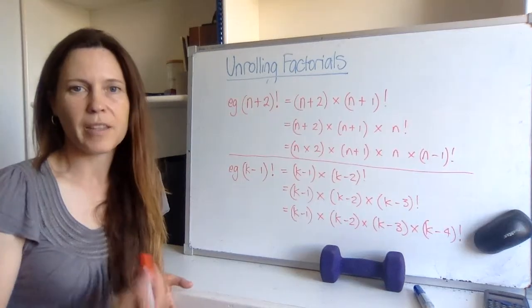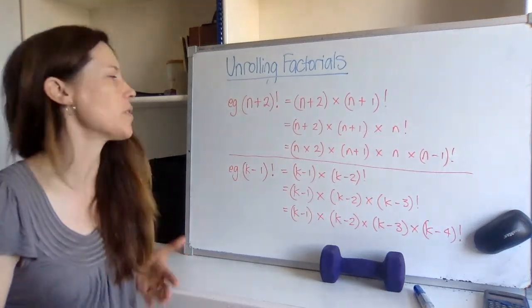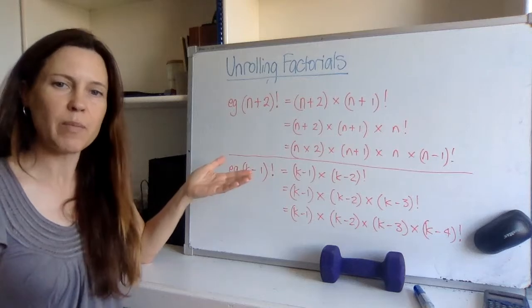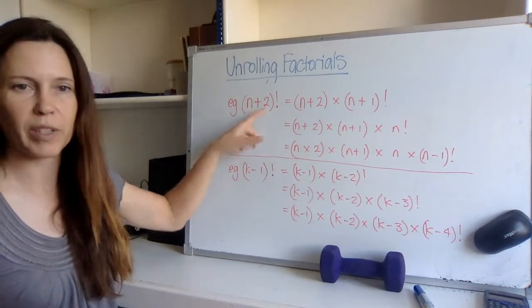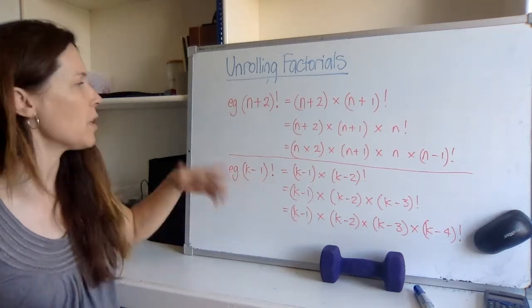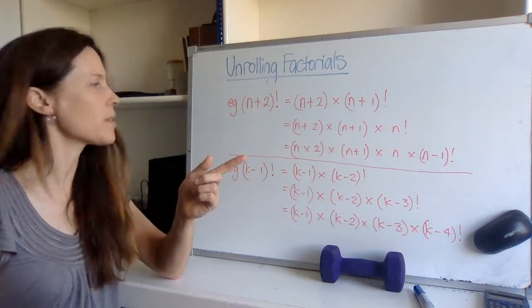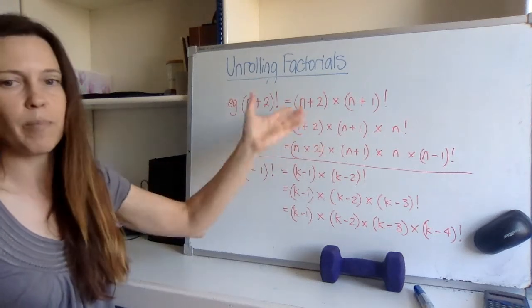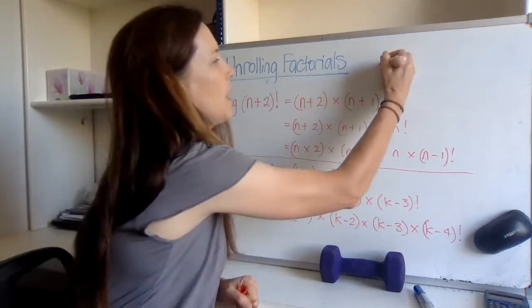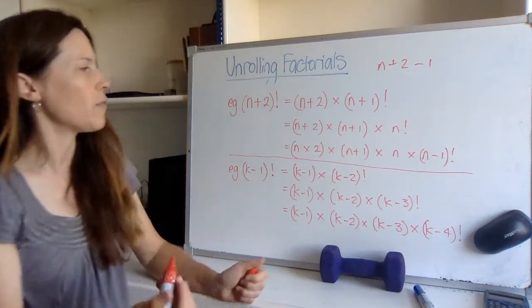Now, the time that you're most likely to get a little bit mixed up is when you're dealing with, instead of integers, some sort of expression that has a factorial on it. So bear in mind that if you've added to a number, you've made it bigger, and if you've subtracted an integer, then you've made it smaller. So if you're starting with something like n plus 2 factorial and you want to unroll it once, then you've got n plus 2 multiplied by a number that's 1 smaller than that, which is, of course, n plus 2 minus 1, which is just n plus 1 factorial.